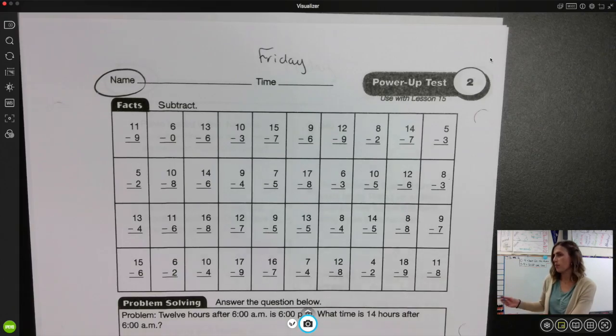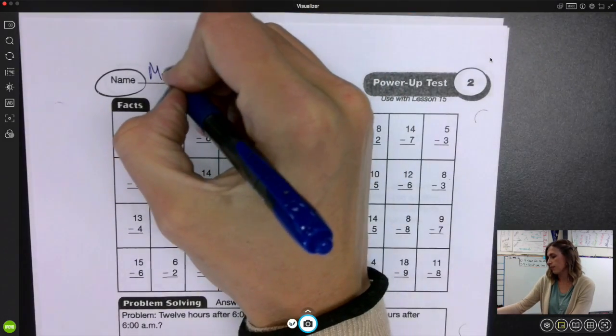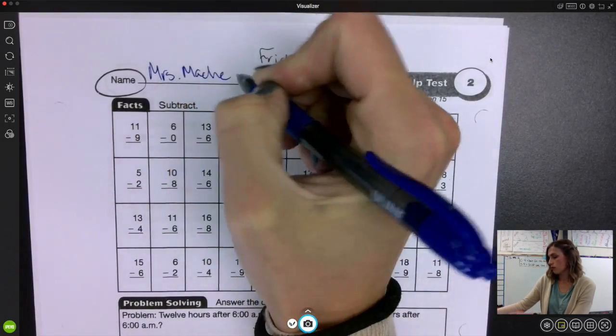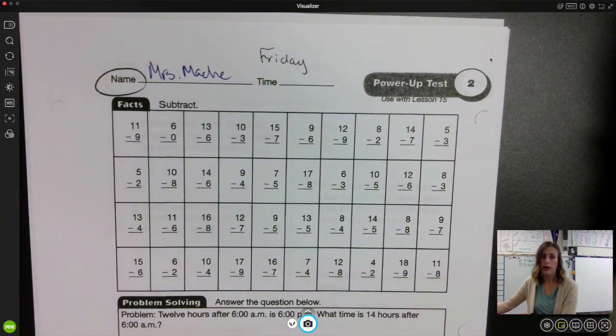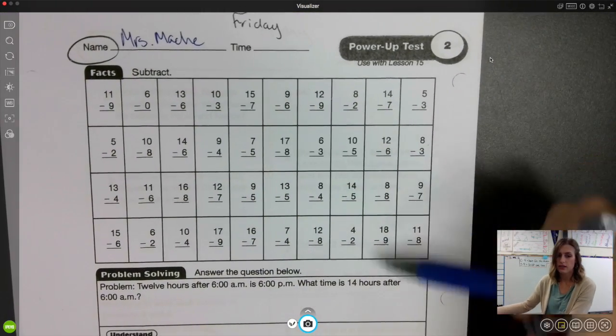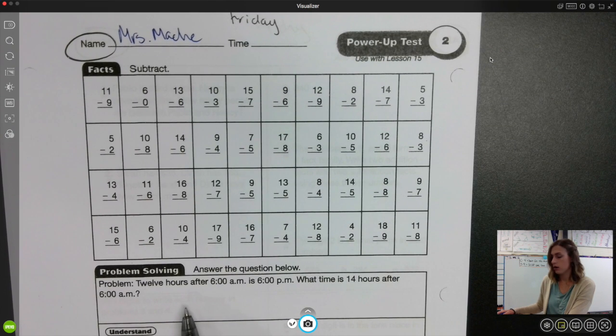Today we're on our second math test. Make sure you get your name at the top. Remember, our math test starts with our power-up test. So you'll do your facts at the top and then our problem at the bottom.